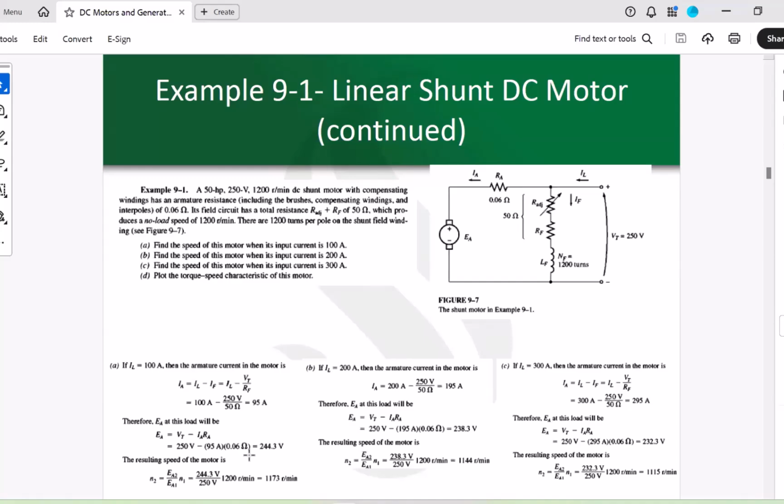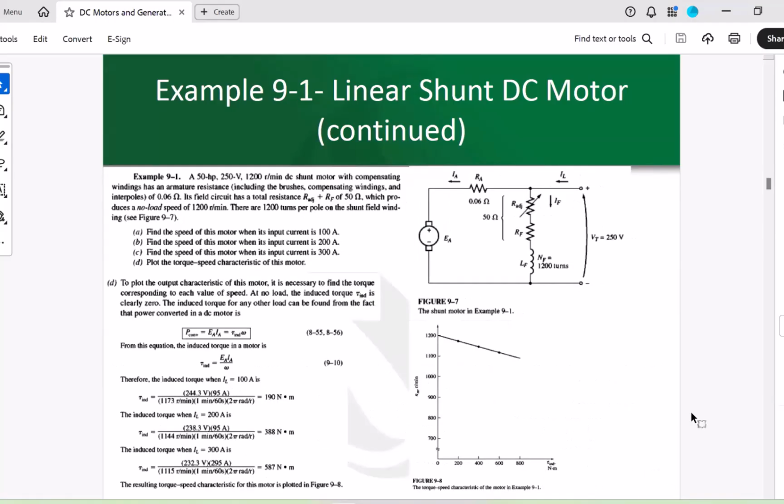In the second and third case, you can also find the speeds proportionally. As you can see, as EA gets smaller, the speed gets smaller too. So the speed decreases. You could also use the same concept and find the plot of the torque versus speed.